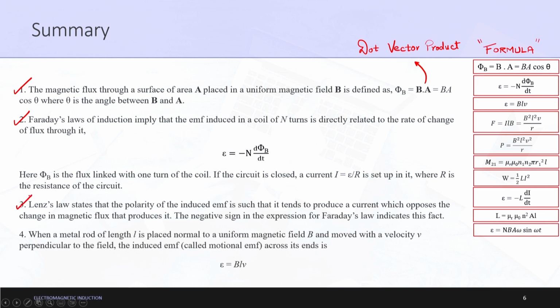Next concept, fourth. This is the concept of motional electromotive force. When a metal rod of length L is placed normal to a uniform magnetic field B and moved with a velocity v perpendicular to the field, the EMF induced, also called motional EMF, across its ends is epsilon is equal to BLV. The complete formula and how it is derived is told in the lectures on motional electromotive force.